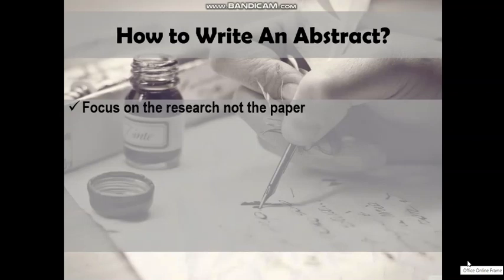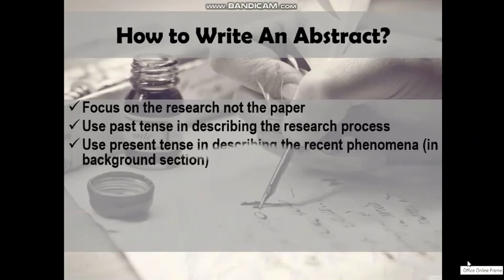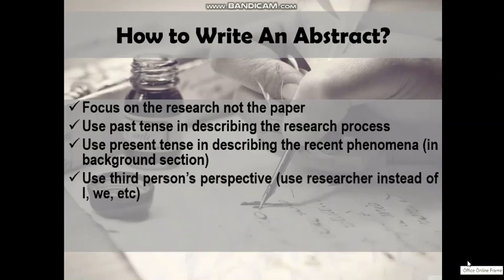Okay, I believe that all of you have already read an abstract, but how could we write one? The first principle is the abstract should be focused on the research that we have conducted, not the paper we have written. Can you distinguish between them? In the abstract, you will tell how you conducted your research in the past. So you have to tell the readers whatever you did during your research.